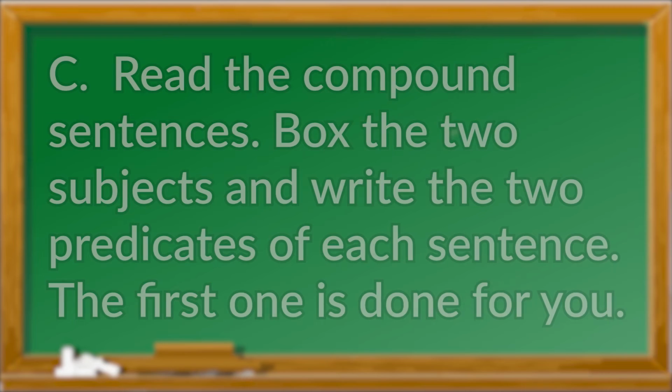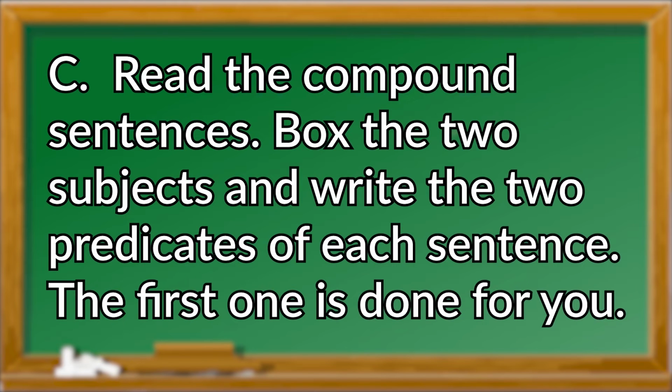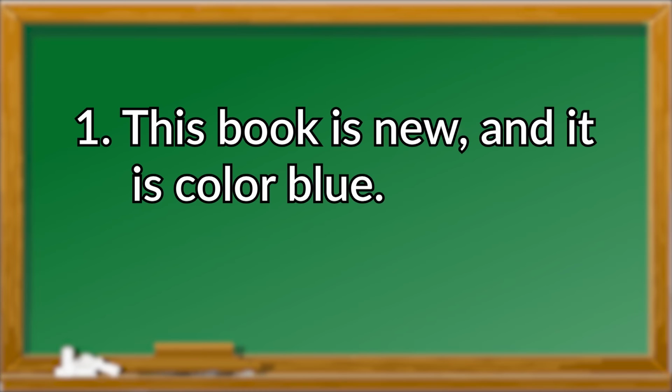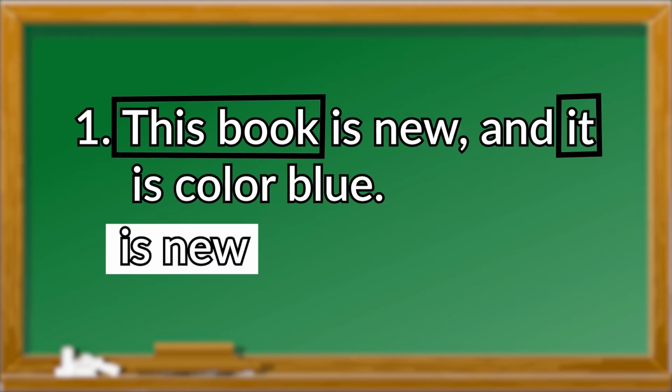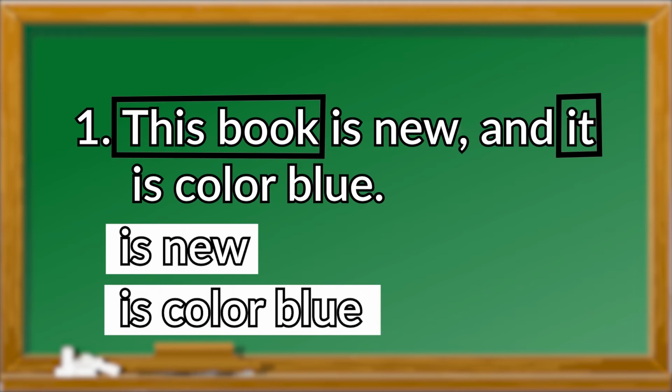Great! This time let us answer letter C. Read the compound sentences, box the 2 subjects, and write the 2 predicates of each sentence. The first one is done for you. Example: This book is new, and it is color blue. Now I'm going to box the first subject, this book, and the second subject, it. And I'm also going to write the first predicate is new, and the second predicate is color blue.